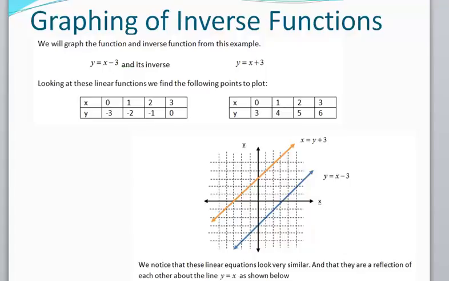Graphing of inverse functions. So here we're going to graph our function and our inverse function. Our function is y is equal to x minus 3. We can use our values here, 0, 1, 2, 3: 0 minus 3 is minus 3. So here is our straight line, y is equal to x minus 3.